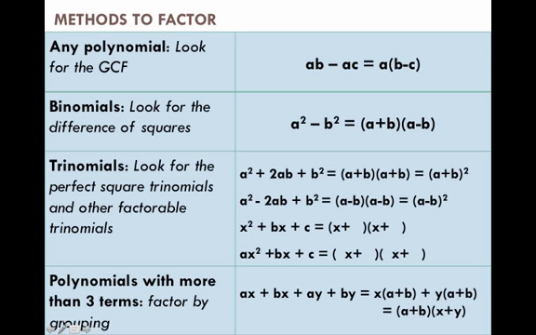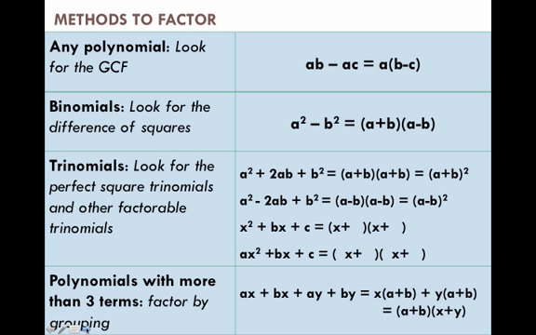A nice neat chart for you. First I'm going to look for my greatest common factor. Binomials, I've got a difference of squares. Trinomials, I've got perfect square trinomials, and then other ways of factoring by using my box and T method; that's all this is really telling you. And then if I've got more than 3 terms, then I'm looking to go by grouping. I would put either the flowchart or this chart somewhere in your notes so that you can refer back to it.